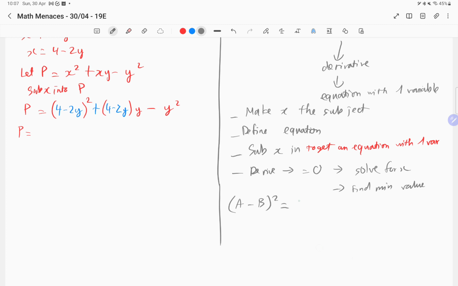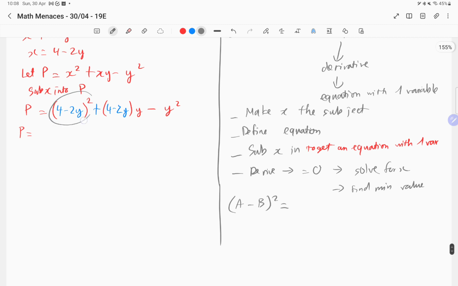I think the final one's 16 minus 16y plus 4y squared. Like that's a simplified one? I think so. Probably, but I'm just going to show you guys how to expand this one quickly first. (a minus b) everything squared is a squared minus 2ab plus b squared. Remember this one? You have to memorize this very well. You use this like a million times from now to the end of year 12.